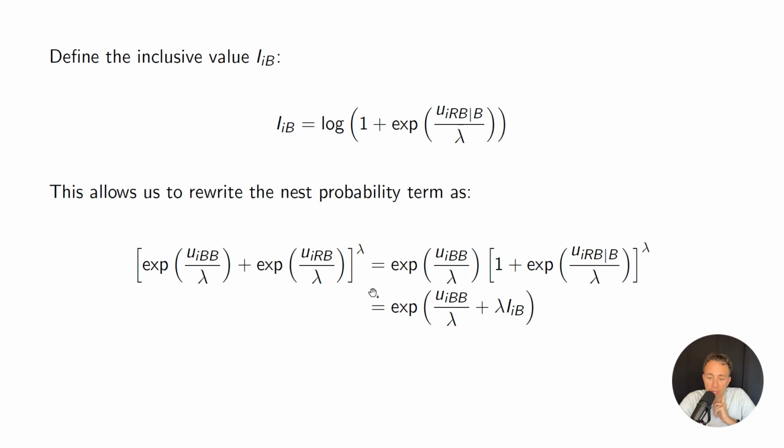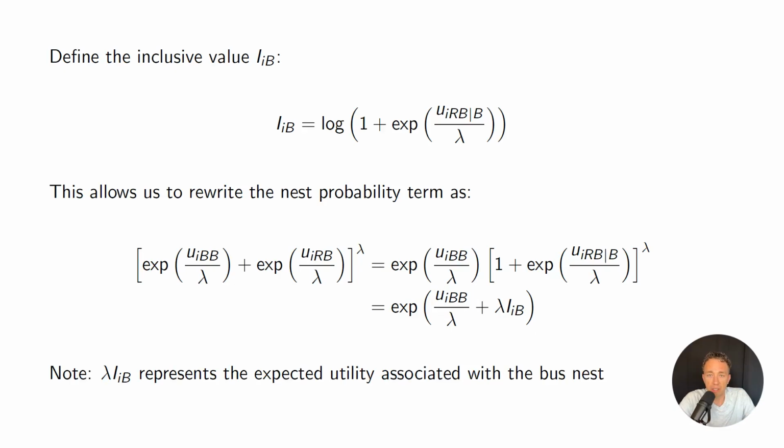So if you remember from a prior video, we had this sum of exponentiated utilities raised to the lambda power, and then each utility was divided by lambda. So this simplifies down to exp of the blue bus utility plus this inclusive value. And lambda times the inclusive value is going to give you the expected utility associated with the bus nest. And if you remember, that's a review from a prior video where we talked about expected utility, and that the log of the sum of the exponentiated utilities is the expression for the expected utility, given that you're going to choose the maximum of those utilities as your choice, the Emax.